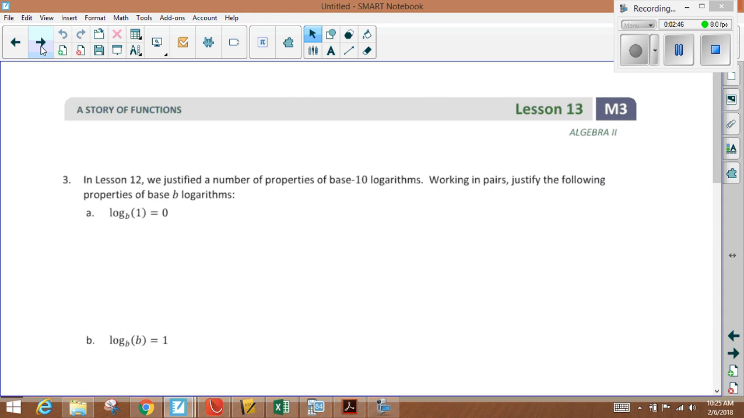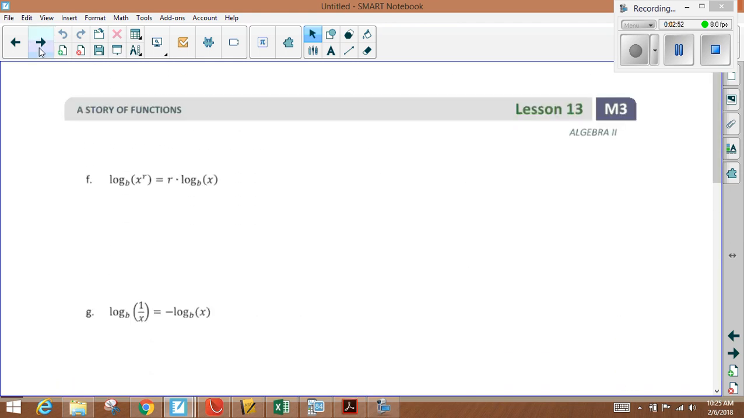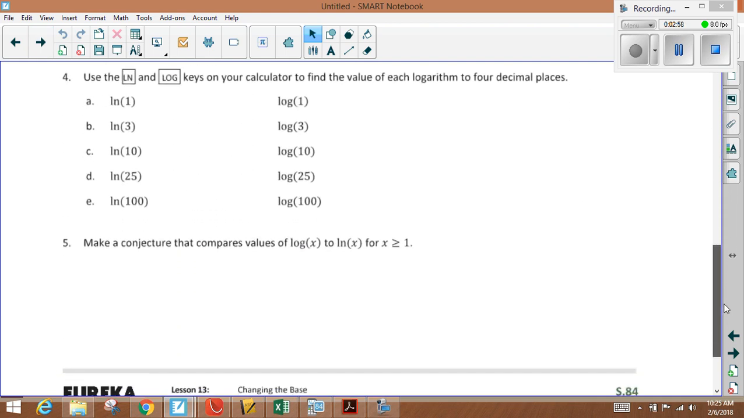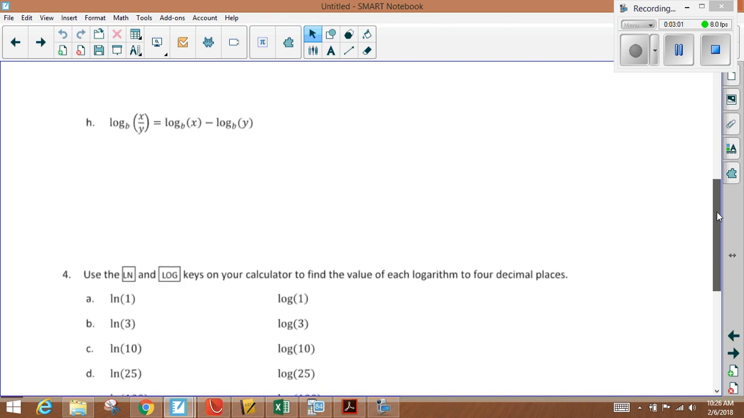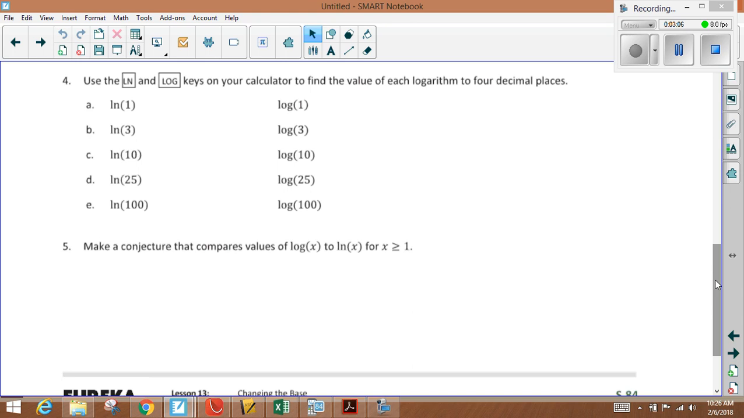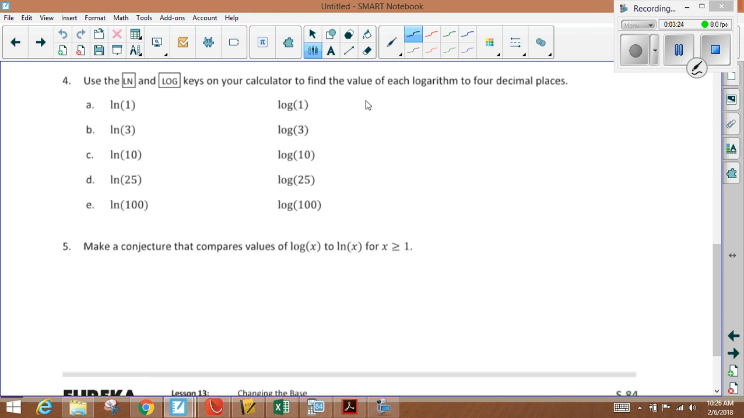We are not going to justify these properties today. We have just been introduced to something new. You notice that you have a log button and you have an ln button. They're both logarithms. It turns out that ln, remember I told you about Euler's number? This is where it's going to come into use again.